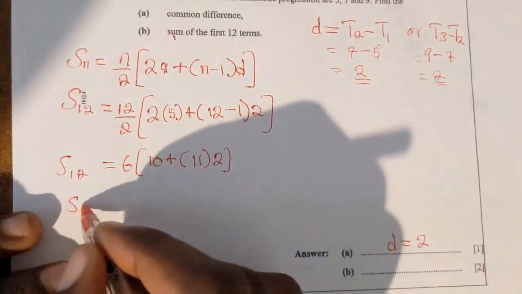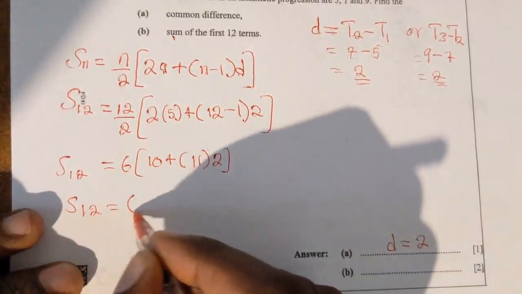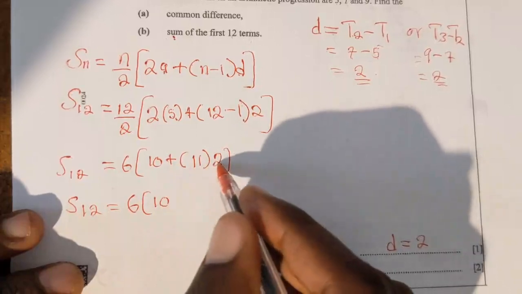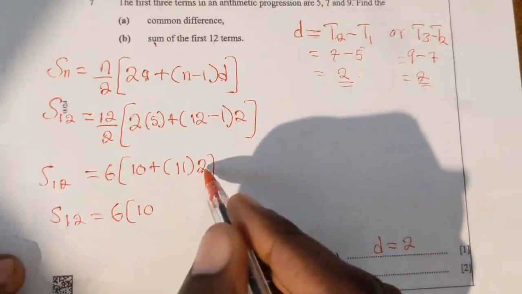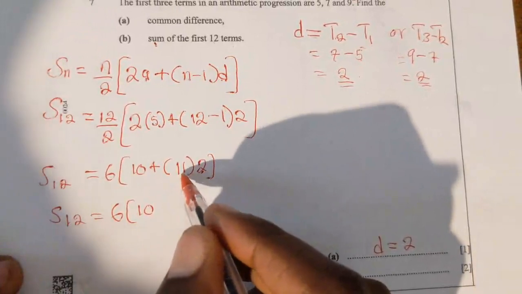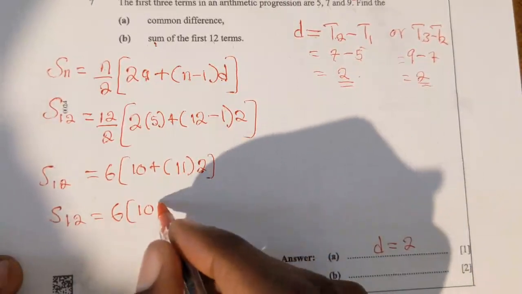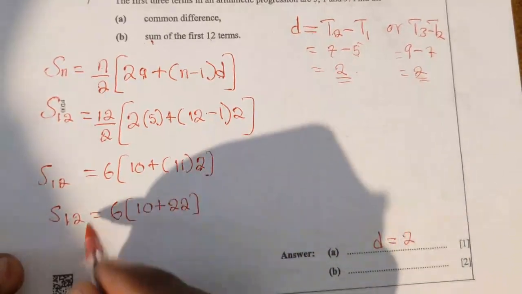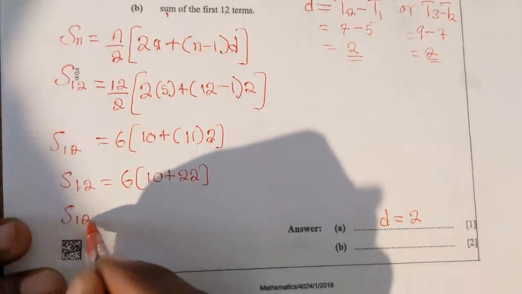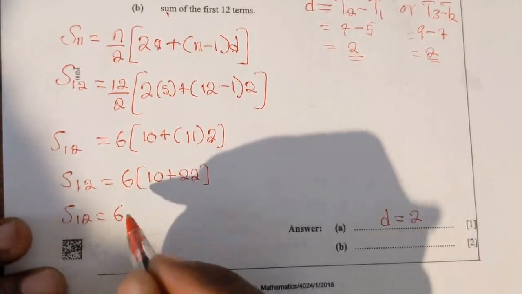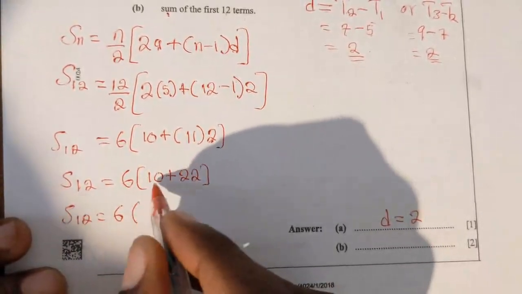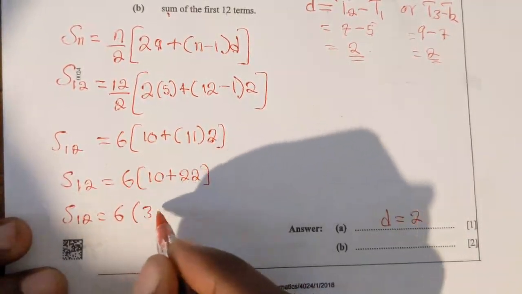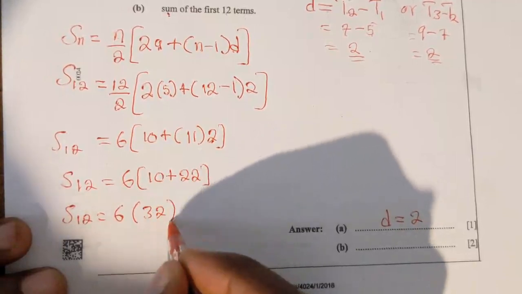So we have S12 is equal to 6 here, then here there is 10, and here you're multiplying 2 times 11, so you're going to have 22, like that. As simple as this. These are the steps that you need to follow. So 10 plus 22 is going to give you 32.